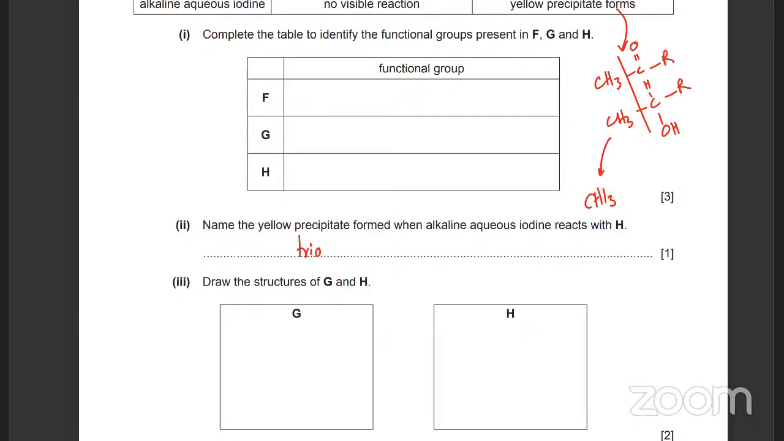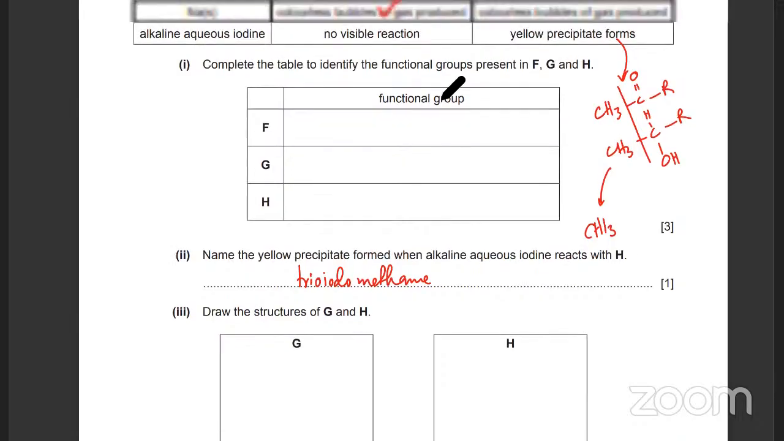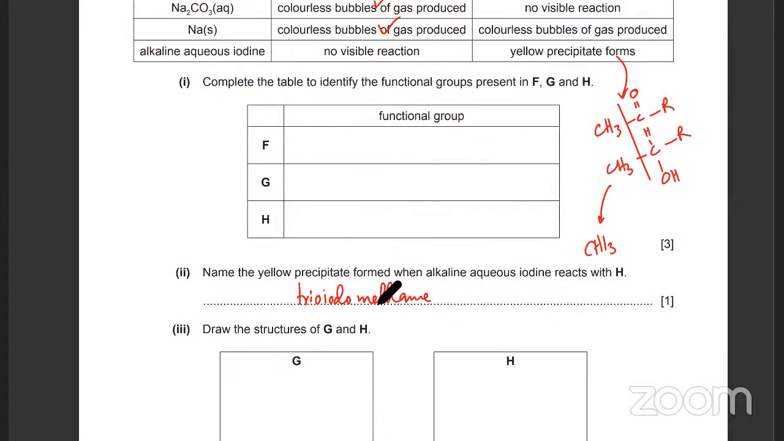Sir, can we write iodoform? I saw that somewhere in the marking scheme. Iodoform or something like that. But the name is triiodomethane. The name of the test is iodoform. Maybe they call this iodoform, but the technical name is triiodomethane. Okay.